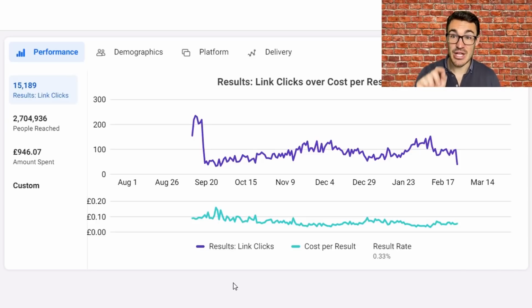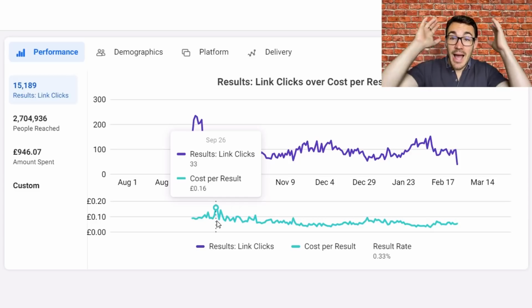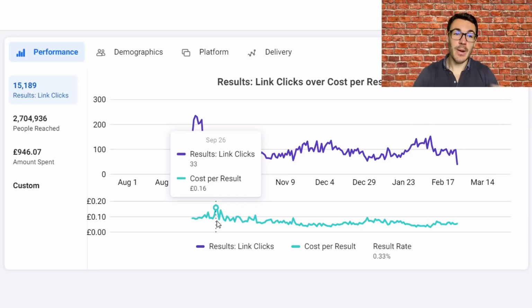Look at this campaign as the perfect example of that. I could have been tearing my hair out that on September 23rd, we had a cost per result of 9p. 2 days later, or 3 days later, it was 16p. I could have been like, what? How has it gotten that much more expensive? Going mad, what's going on? Why has this happened? Who knows?